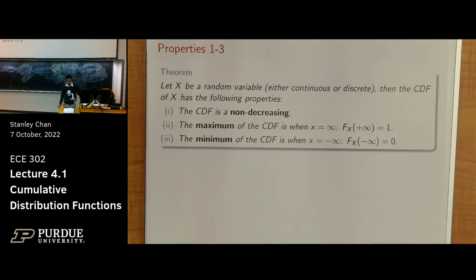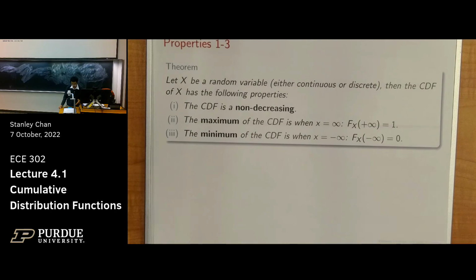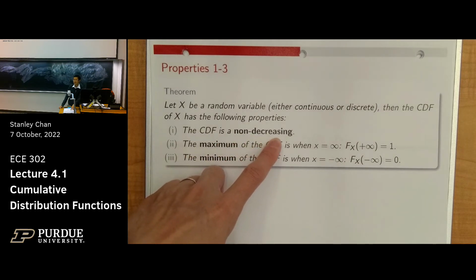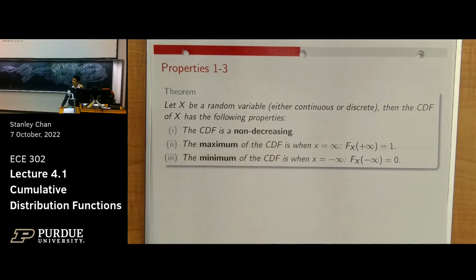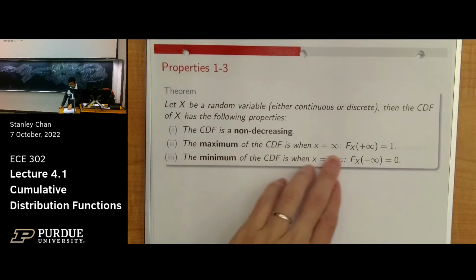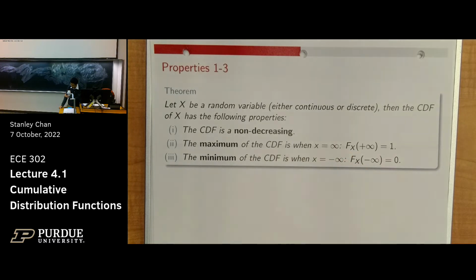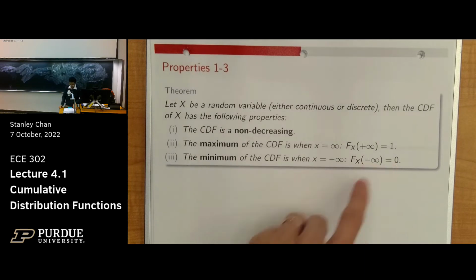Okay, so now let's talk about some properties of the CDF. As I keep mentioning, these three properties should always be there. The CDF is non-decreasing. It is not necessarily monotonically increasing. You can have a flat CDF. Just think about a discrete case. You have a staircase function. Those are non-decreasing, but they're not monotonically increasing. You have a maximum occurring when your x is plus infinity, which is 1. You have a minimum when you are evaluated at minus infinity, which is 0.